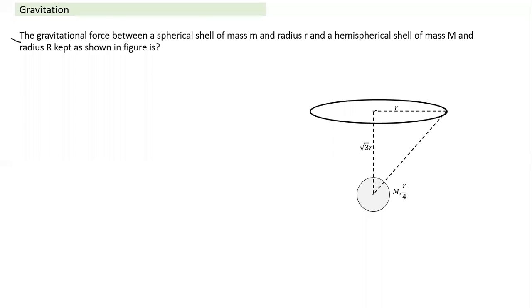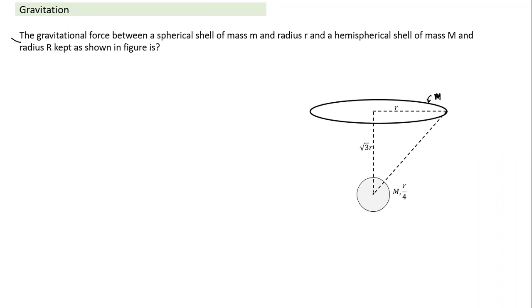You have a circular ring of radius r. This has a mass m, and there's a sphere, which also has mass m. Its radius is r by 4. It is kept on the axis of a circular ring at a distance of root 3r, r being the radius. Now, what is the force between the ring and the sphere here?